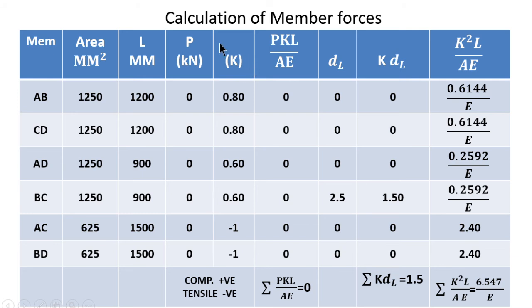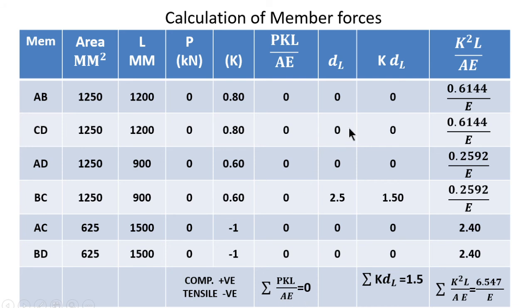Then next is K, the force developed in the member due to the unit load. So these are 0.8, 0.8, 0.6, 0.6, minus 1, minus 1. Here we are considering compression as positive and tension as negative. Then next is sigma PKL by AE. Here P is equal to 0, that is why all the values are 0 and sigma PKL by AE is 0.